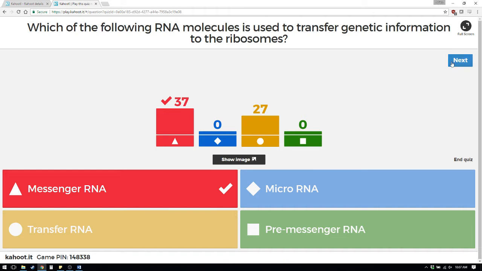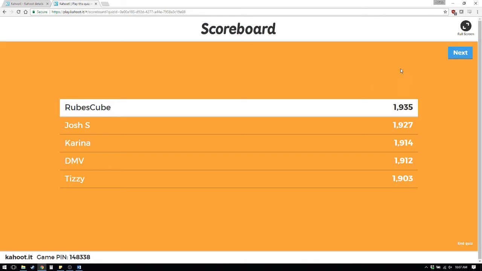Everyone make sense? I know it's tricky because with transfer RNA, you think, oh, it's transferring information from the nucleus to the ribosomes. Not necessarily. It's transferring amino acids to the growing protein. Yes. All right, moving on.